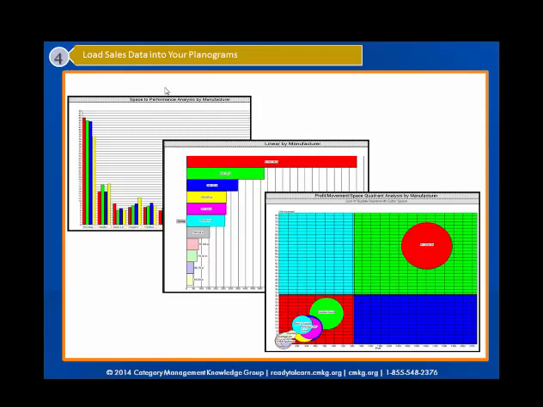All right, number 4. We're jumping into a different tactic now, and we're going to look at placement or space management. And the tip here is to load sales data into your planograms. And what I'm showing you here are some great examples of quick analysis that really tell a story that can be used to better understand the performance of your shelf sets. And really can be seen as an extension of your category analysis. But when you tie it to how you're actually set up on shelf, it gives you great perspective on this particular tactic.